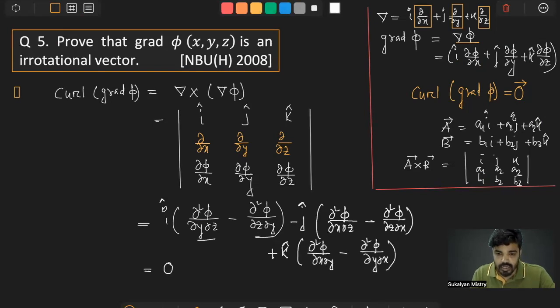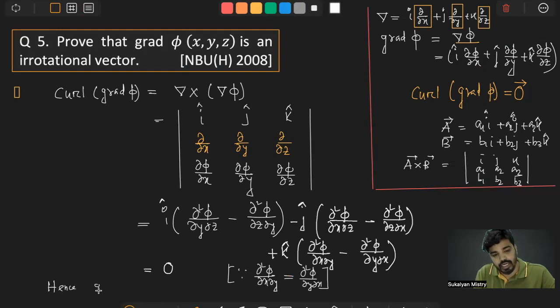What is the reason? You can write here, since ∂²φ/∂x∂y is equal to ∂²φ/∂y∂x, similar concept for the others. So we have shown that curl of gradient φ is equal to 0. Hence grad φ is irrotational. Okay, so this problem is solved.